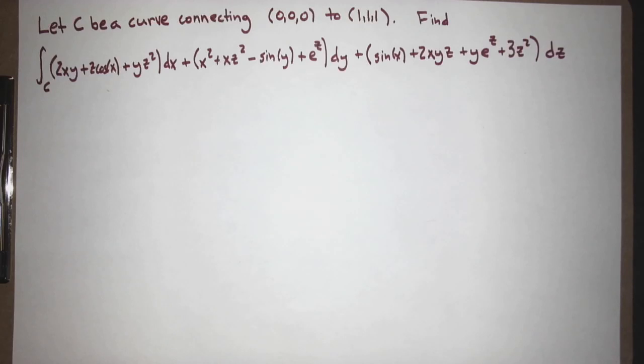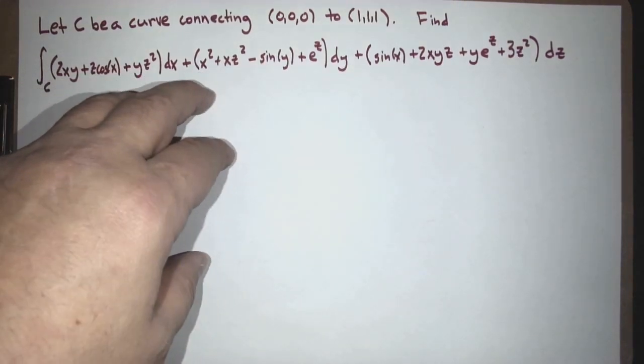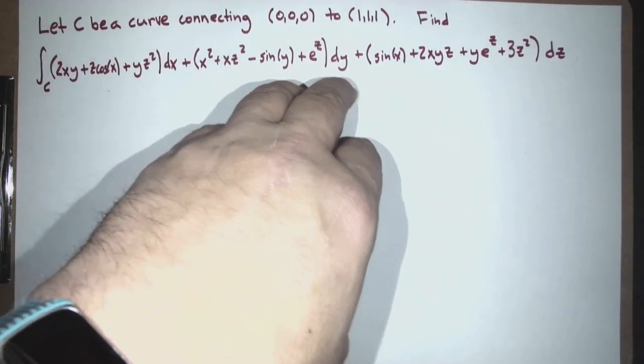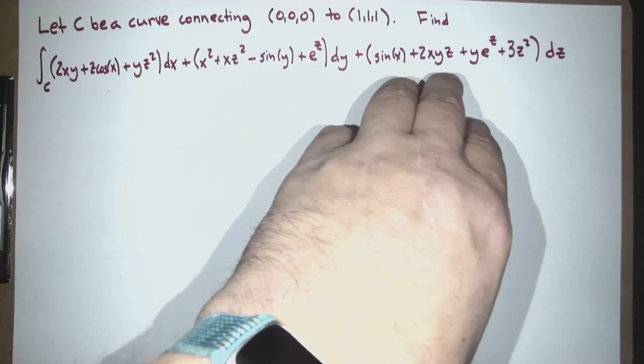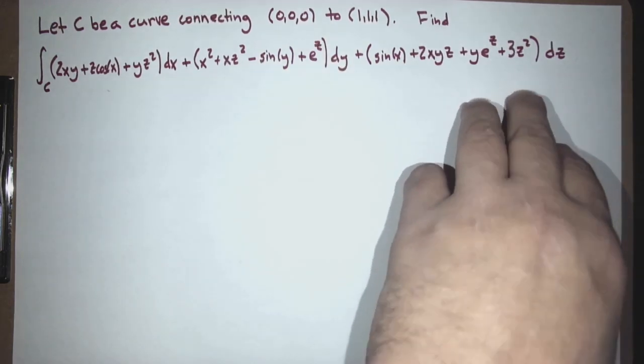Find the following integral. Integral along the curve of 2xy plus z cosine x plus y z squared dx, plus x squared plus xz squared minus sine of y plus e to the z dy, plus sine of x plus 2xyz plus y e to the z plus 3z squared dz.